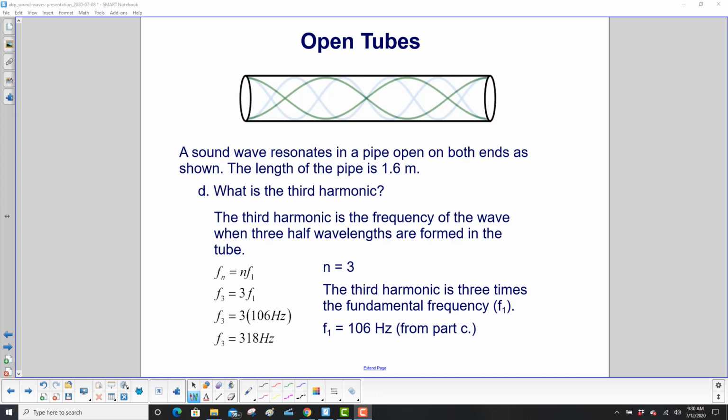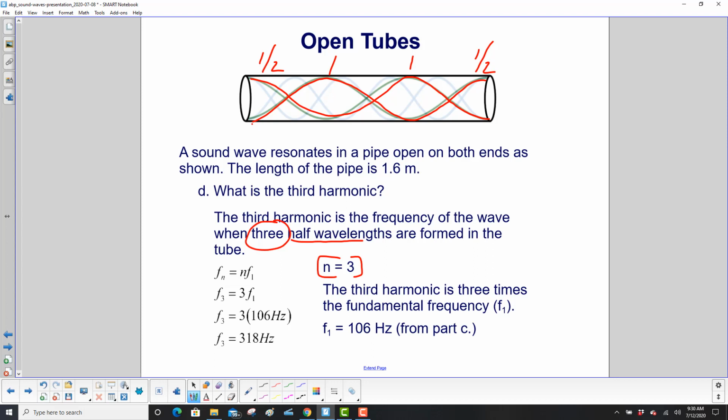What is the third harmonic? The third harmonic is the frequency of the wave when 3 half wavelengths are formed in the tube. So that means n is equal to 3, so we should see 3 loops. So here's our curves. Here's 1, here's a half, here's another half, so that checks out.